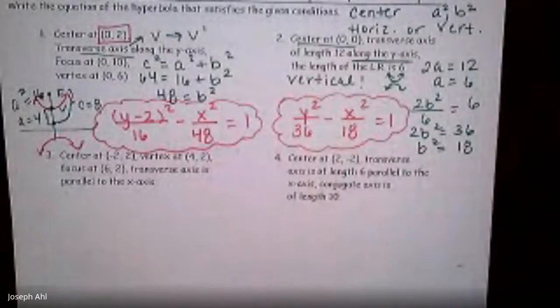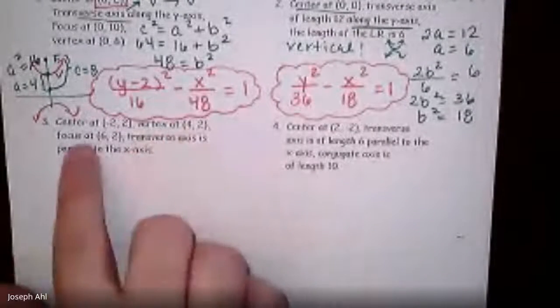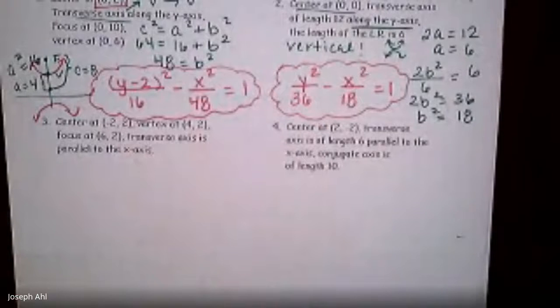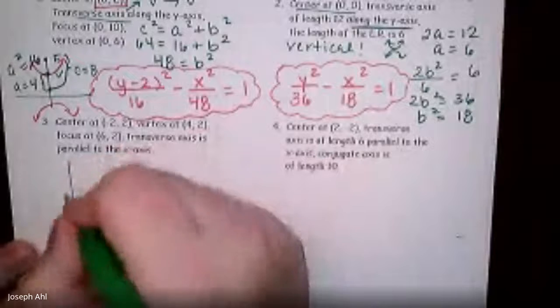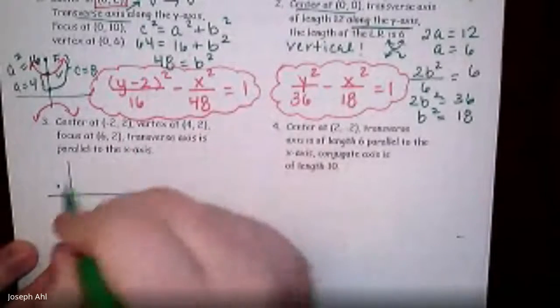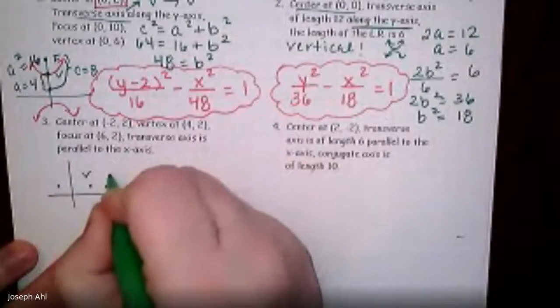All right. Continuing on from here, we've got a center at -2, 2 given, a vertex, a focus, transverse parallel to the x-axis. Okay. Center at -2, 2. Let's see if we can get a rough sketch here. So -2, 2, let's say that's over here. The vertex is at 4, 2, and the focus is at 6, 2.